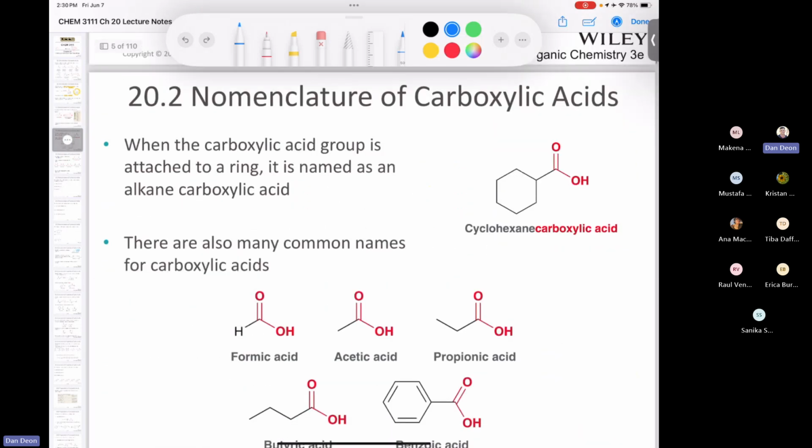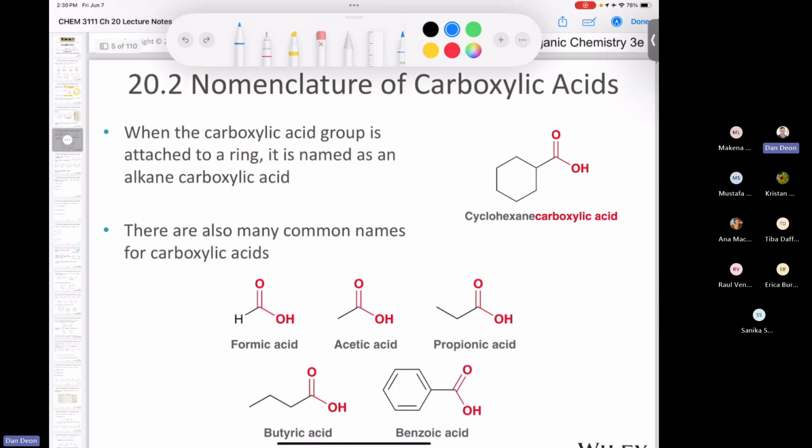Now, if we have a carboxylic acid group that's attached to a ring, you guys remember this one from chapter 19: when you had something like this with an aldehyde, we called it cyclohexane carbaldehyde. Well, it's the same vein with carboxylic acids. You would call this compound cyclohexane carboxylic acid. You just write the words carboxylic acid when you're dealing with a ring and your carboxyl group is attached to it.